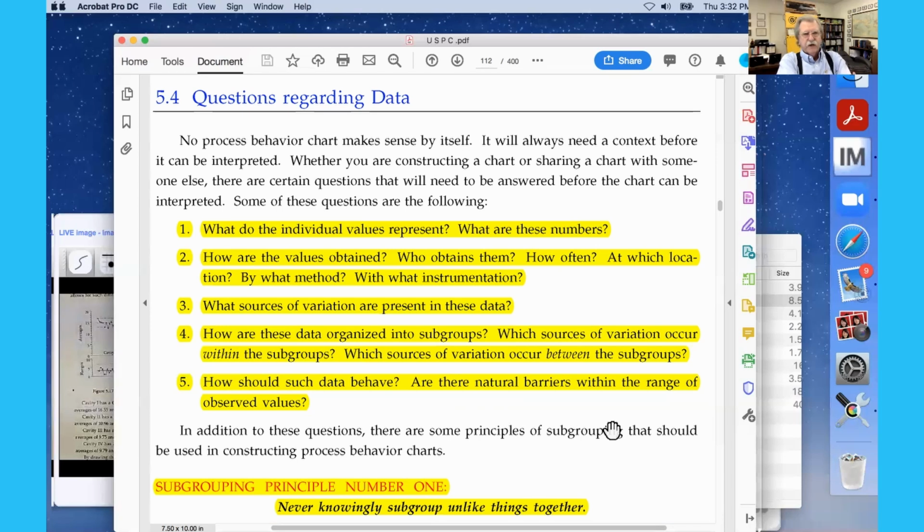What sources of variation are present in these data? And only then are you ready to start talking about the subgrouping. What sources of variation occur between the subgroups, and what sources of variation occur within the subgroup? And finally, do you have any expectations for these data? Are these data that ought to pile up against the boundary condition? Is there some limitation on the range of values that you expect to see when you look at the histogram?